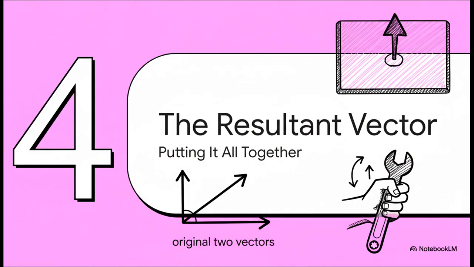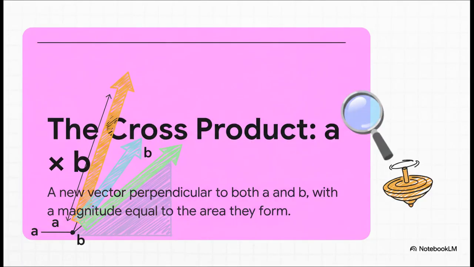All right, let's put the two pieces of the puzzle together. We have the magnitude, which is the area. We have the direction, which we get from our right hand. Now we can finally define this new thing, our resultant vector. So here it is, the grand takeaway. The cross product takes two vectors, A and B, and it spits out one single new vector. And this new guy has a direction that's perpendicular to both of the original ones, and a length that is exactly equal to the area they form. It perfectly captures their relationship in 3D space.